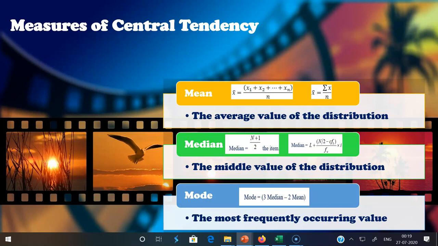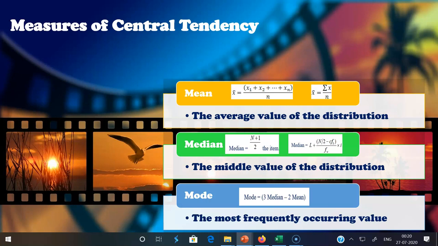So where L is equal to the exact lower limit of the median class, n represents the total number of frequency, CFB represents the cumulative frequency below the median class, and FW in the formula refers to the frequency within the median class, and i refers to the size of the class interval. So therefore I am giving a small hint: the median is the middle value of the distribution.